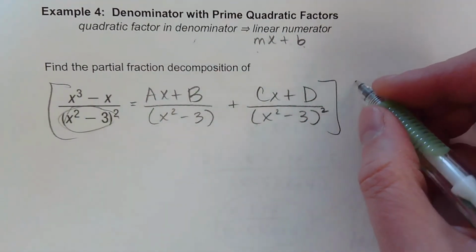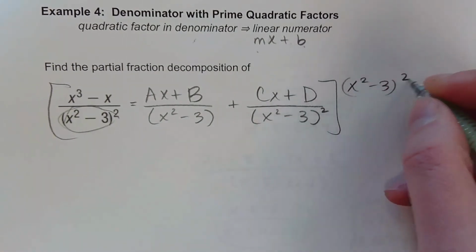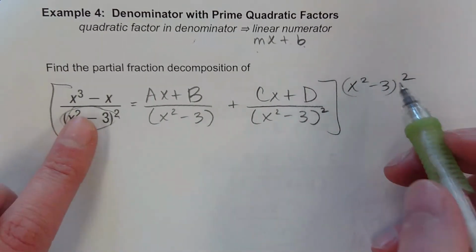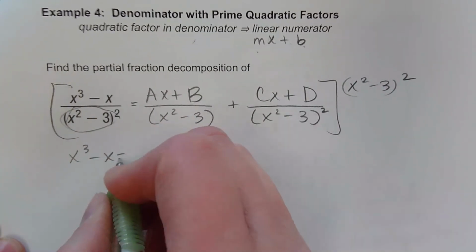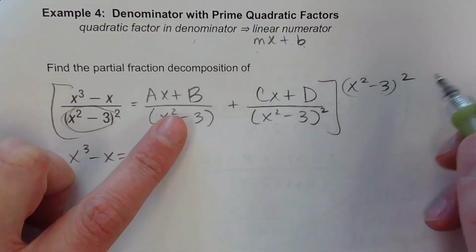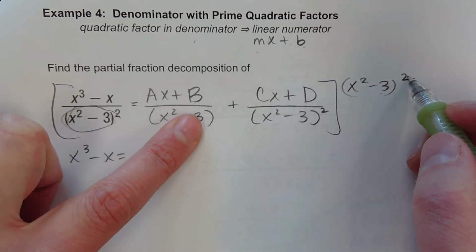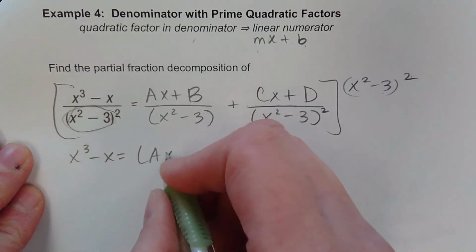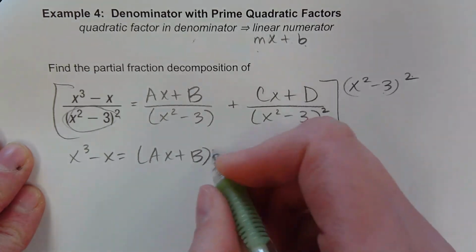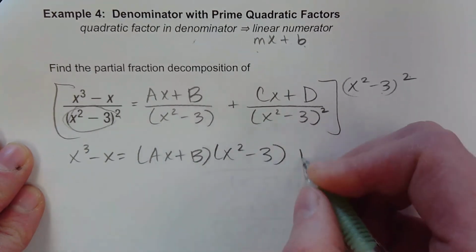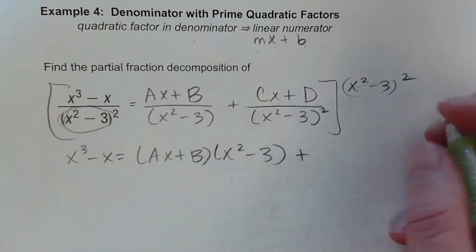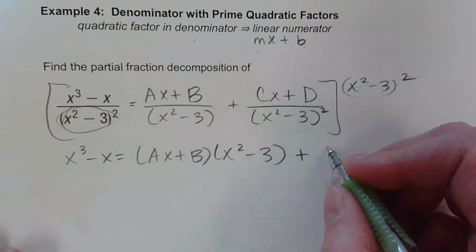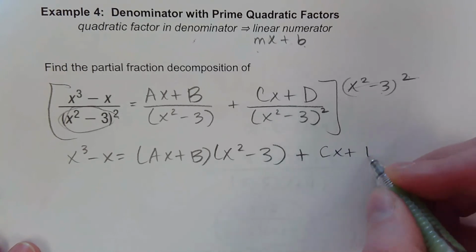We're going to multiply by that denominator. And let's see, when we multiply this by the first fraction, we just get the x cubed, minus x. When we multiply here, we're canceling out one of our factors of x squared minus 3. So we have an ax plus b times x squared minus 3 plus. Over here, we would cancel our entire denominator again, and we have just a cx plus d.